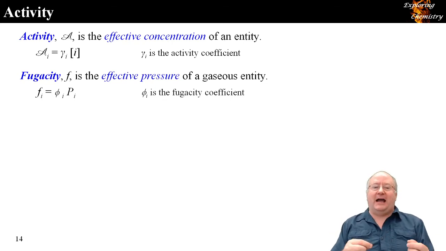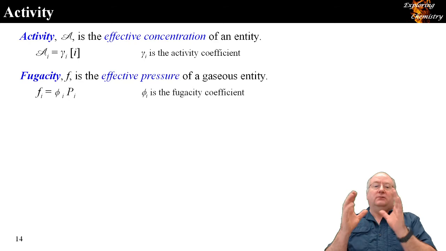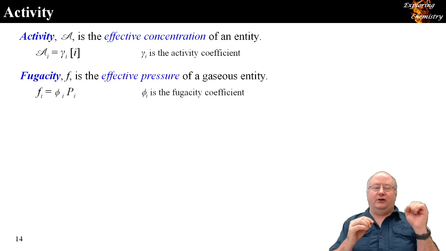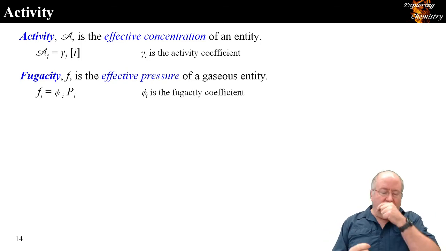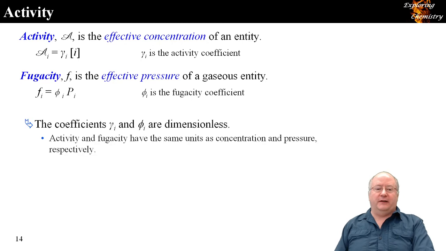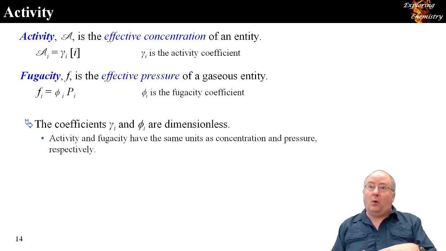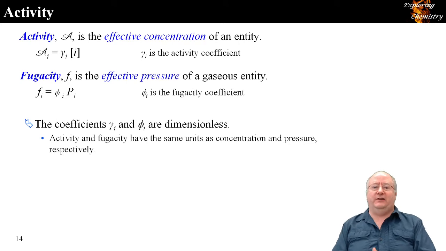Going back to our search party analogy, we have 20 searchers, so 20 is the true value, but the effective value is about 1/3 times 20, which is around 7. So the coefficient would be 1/3 in that regard. The activity coefficients are dimensionless. It's just how this is being reduced or increased, actually. It's possible for activities to be greater than 1. And so if the coefficients are dimensionless, then activity and fugacity have the same units as concentration and pressure, respectively.